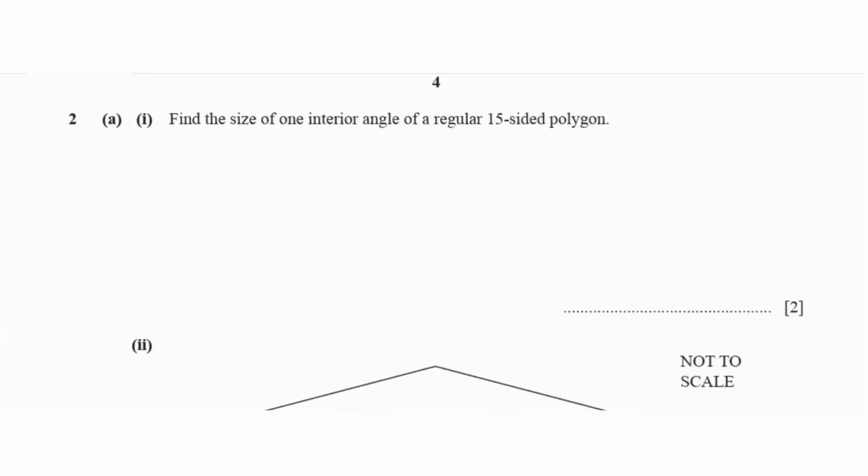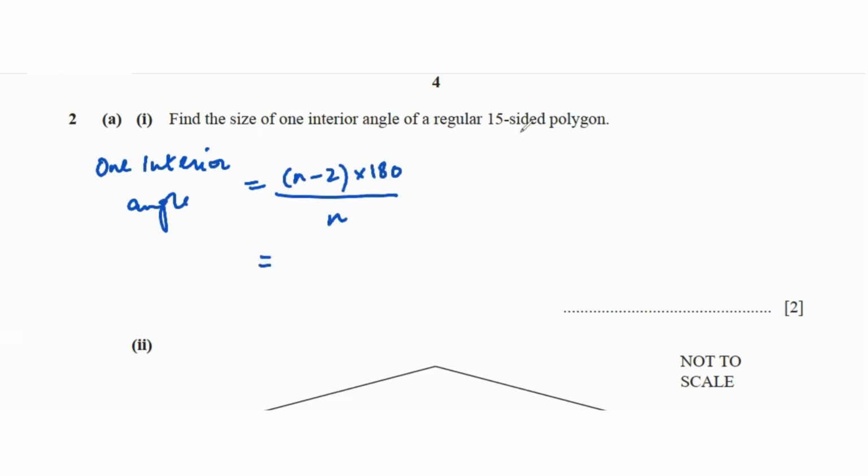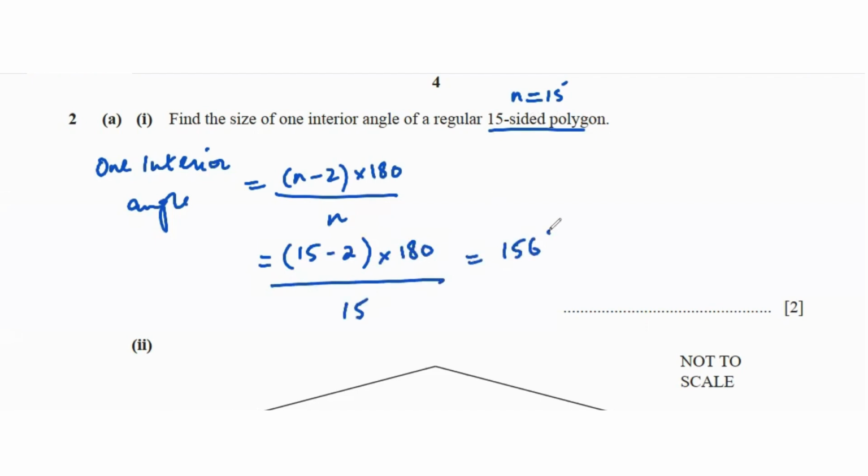Question 2 says, find the size of one interior angle of a regular 15-sided polygon. So one interior angle has the formula of n minus 2 times 180 divided by n. N is 15. So we're going to do 15 minus 2 times 180 over 15. That's going to be 156 degrees.